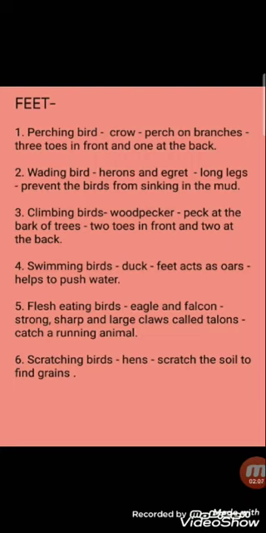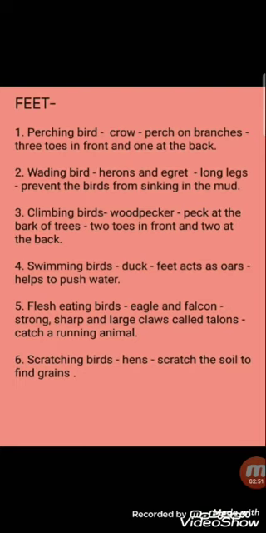Next is swimming bird. It is duck. Its feet act as oars. Oars means patwar. What is a patwar? You would have seen a picture of a boat, a person having a long stick in his hand, and with the stick you can see a plate-like or flat structure that is known as oar. In Hindi it is called patwar. You would have seen a long wooden stick with a plate-like part attached. That is known as oar. And how does it help? It helps to push back water. And in this way, duck swims in water.